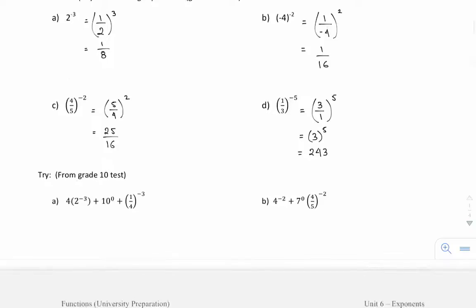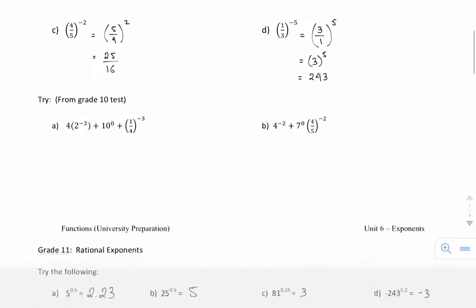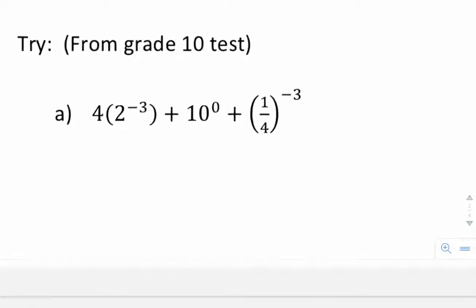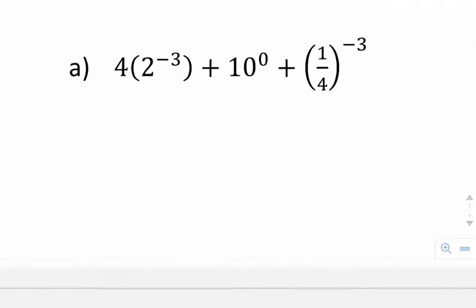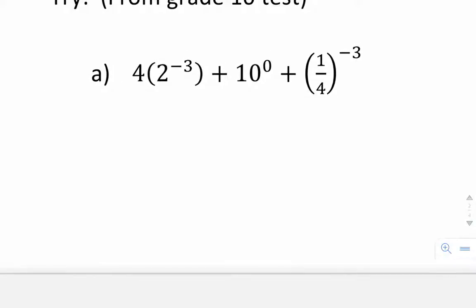So those are your easy ones from grade 10. Let's look at a few more complicated examples. So this is from a grade 10 test. Again, I would recommend you try it first on your own. I'm going to actually do a few operations within each line.